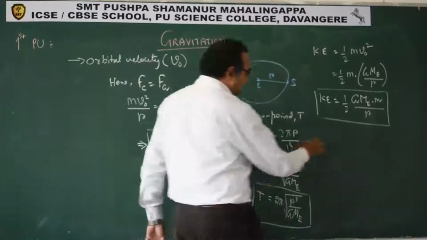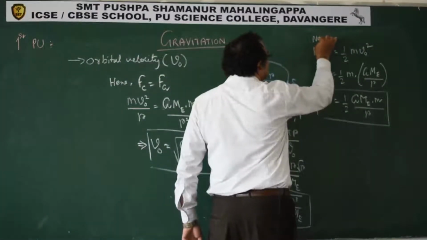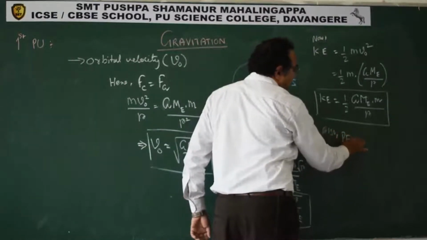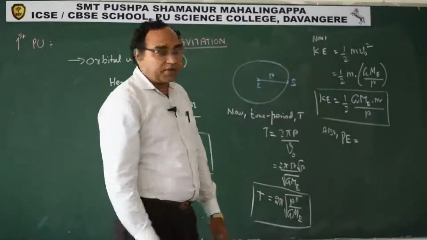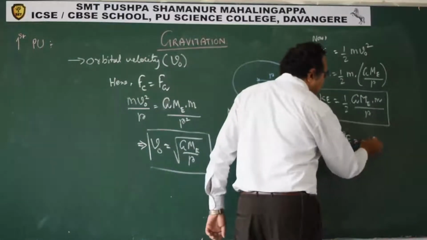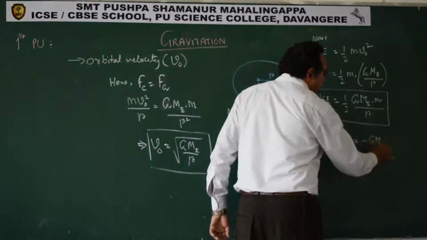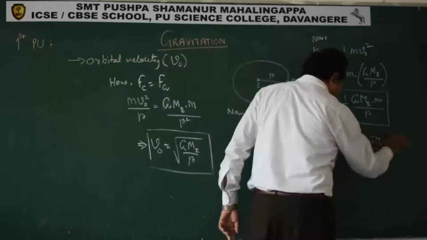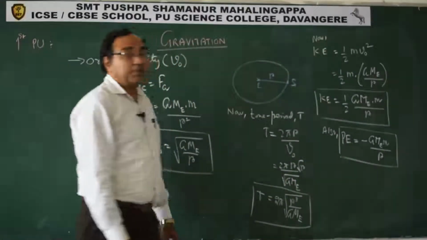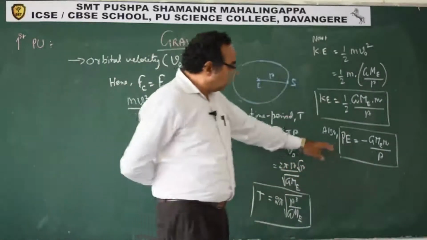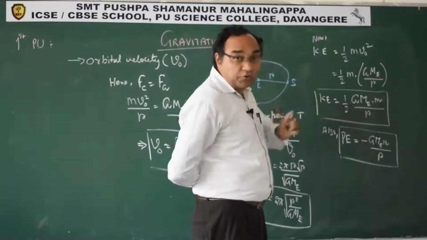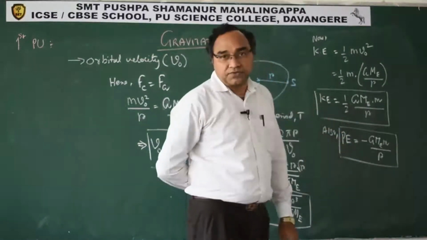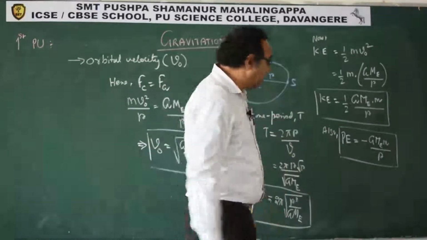Also, potential energy of the satellite is what? We have derived it: minus of GMm by r. See, so this is exactly how we can say. Numerically, if you don't consider the sign, 2 times kinetic energy is potential energy. This is what we can say.